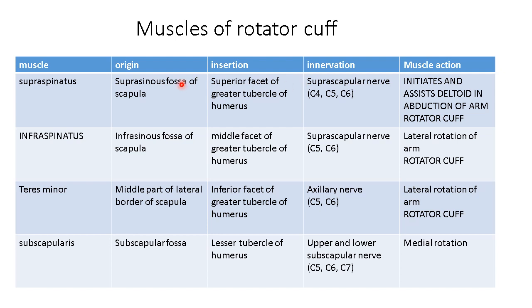In this chart, you can see the origin, insertion, and innervation of the muscles which form the rotator cuff, and their function. Out of these, infraspinatus, teres minor, and subscapularis are rotators. They all rotate the arm, but the supraspinatus muscle initiates and assists the deltoid in abduction of the arm. So the basic function of the supraspinatus is initiating the abduction of the arm, while all the other muscles of the rotator cuff, infraspinatus, teres minor, and subscapularis, rotate the arm.